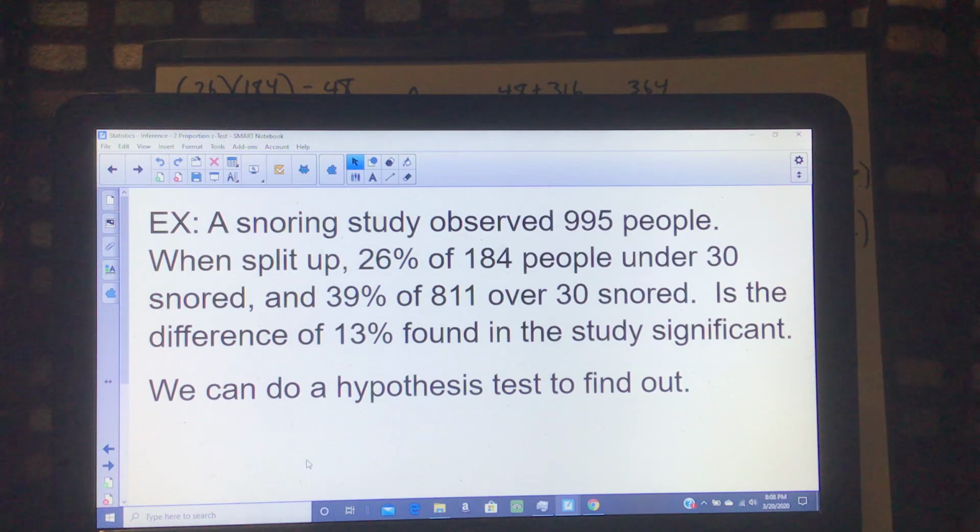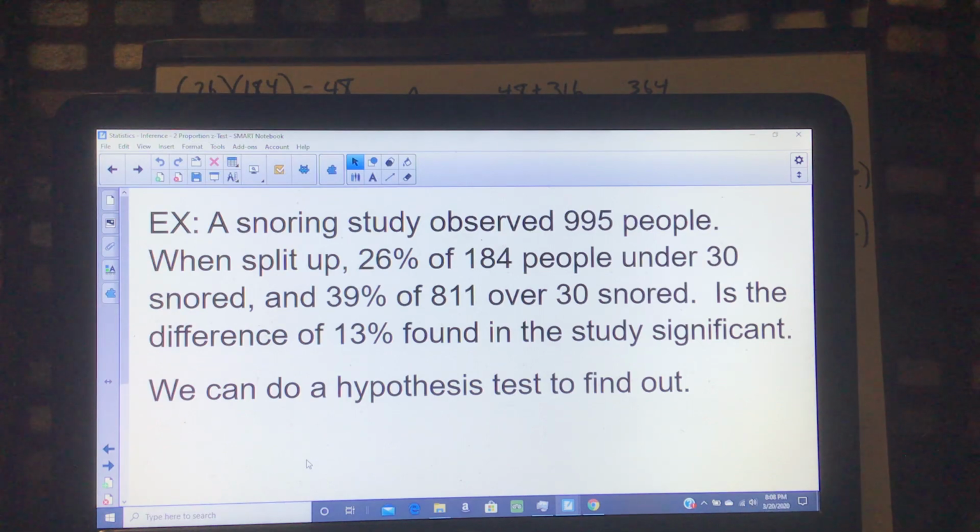So this example here, it's been up on the screen for a while, is about snoring. This was actually a real study from what I gathered out of the textbook, so that's why I'm using this. I made up the one about the governor. So the snoring study observed 995 people, and it basically split those people up into two categories, under 30 and over 30. So when they were split up, of those 995, 184 people were under 30, and 811 of them were over 30.